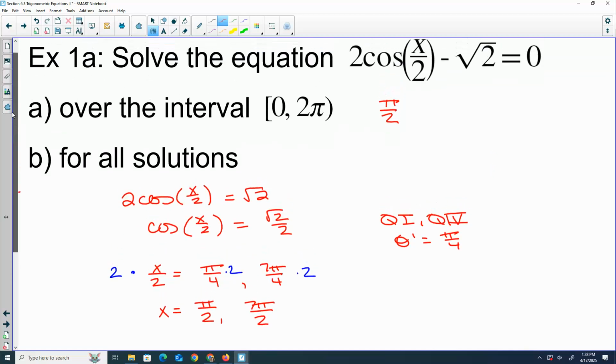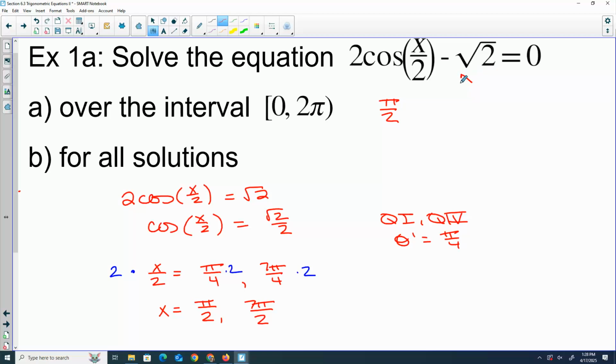The reason, if you think about this graph, is that the normal period for cosine is 2 pi, divided by the 1/2 is 4 pi. So it took my cosine graph and stretched it out. We don't get to the end until we get to 4 pi. At 2 pi, we've only done half the graph. So that's why there's only one answer between 0 and 2 pi.